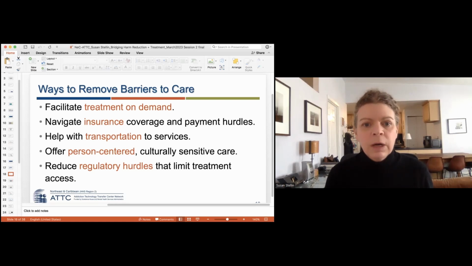So I've seen a lot of areas where recovery coaches or peer support advocates, often in a similar role with different names, are actually providing rides or bringing services to people. There's also an emphasis on person-centered, culturally sensitive care, as opposed to one size fits all, or assuming that everybody is going to respond to the same type of service. And then reducing regulatory hurdles that limit treatment access. I'm seeing a little more focus on that, particularly with medications for opioid use disorder, with proposals to make methadone, or buprenorphine and other versions of those medications, more accessible to people.